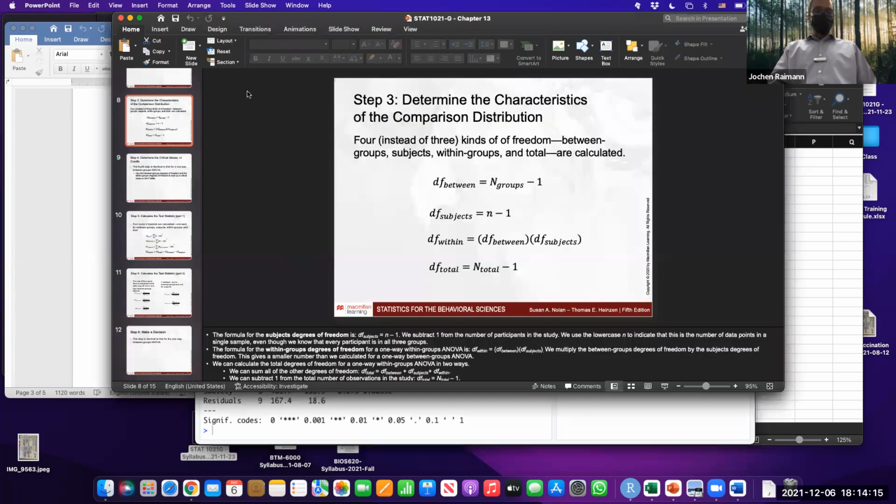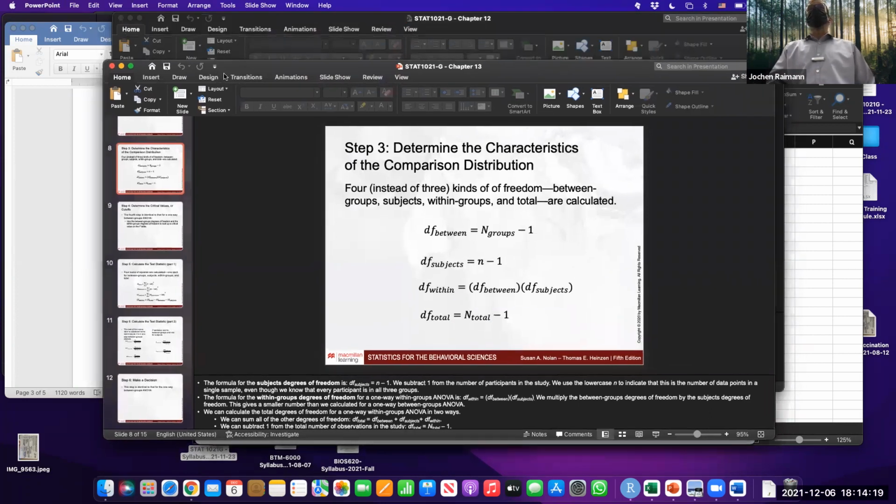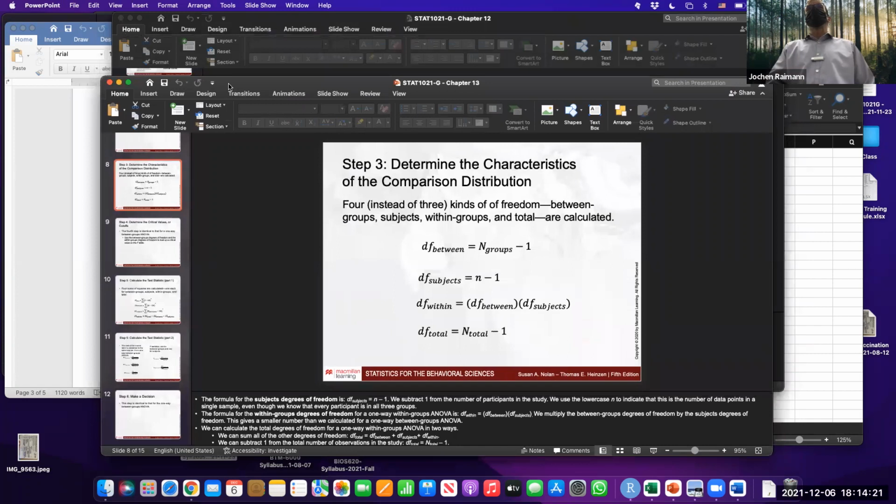So what do you remember from the one-way between groups Anova? Why is it done? What is the advantage of an Anova?